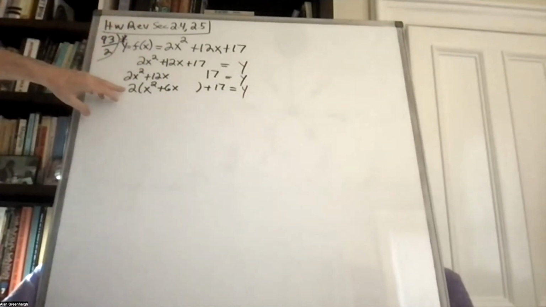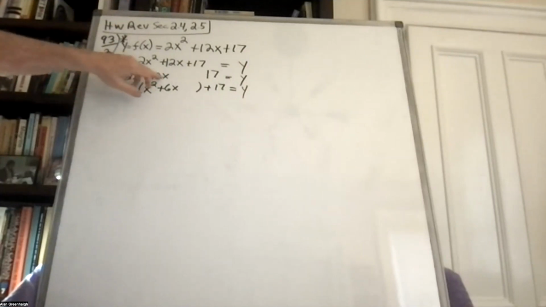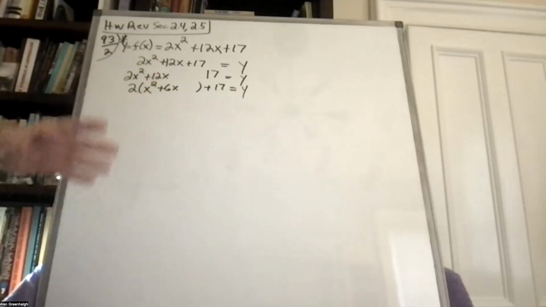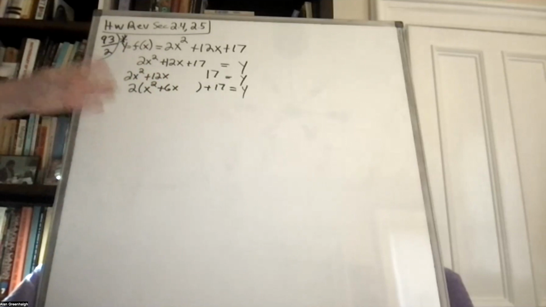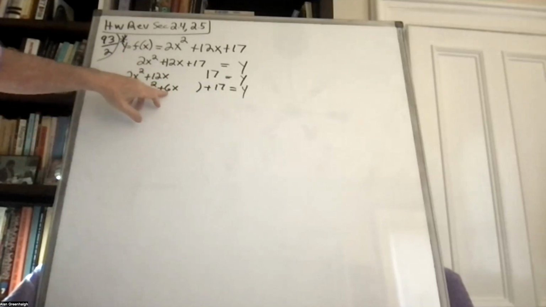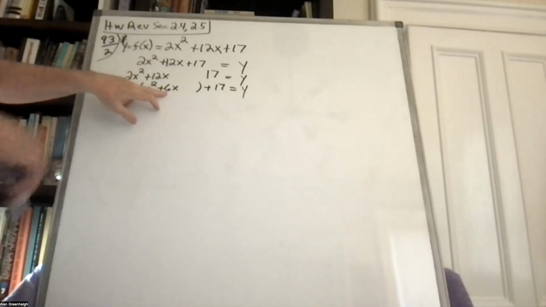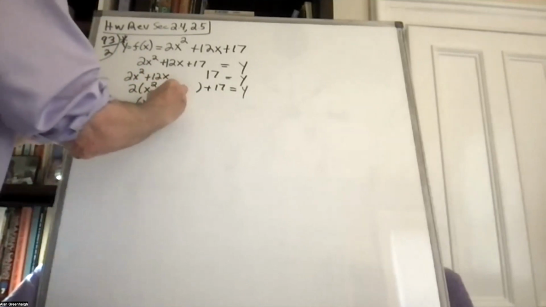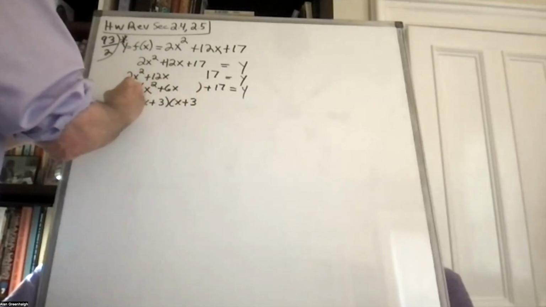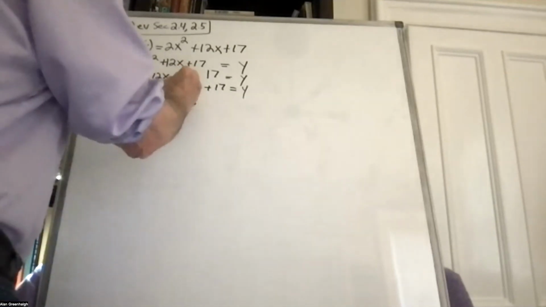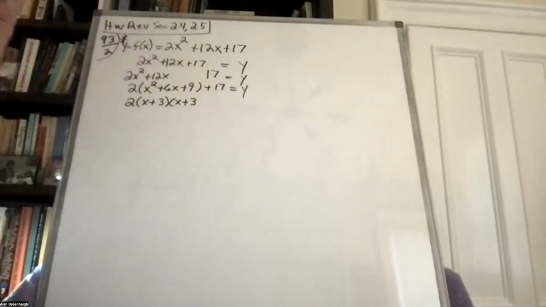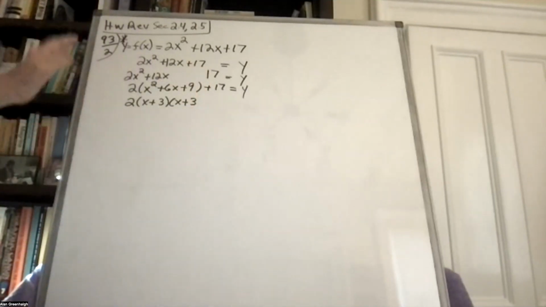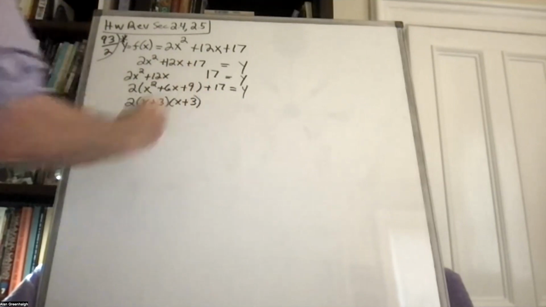So I factor the 2 out of the expression. 2 into 2 is 1. 2 into 12 is 6. And now we're ready to complete the square. How do you complete the square? You take half of 6, which is 3, and then 3 squared is 9. That's completing the square. Close that parentheses.